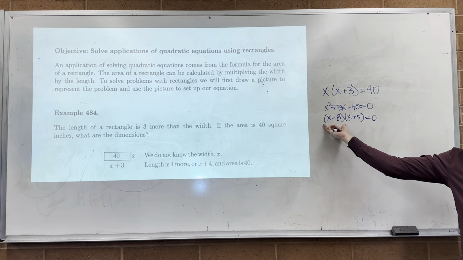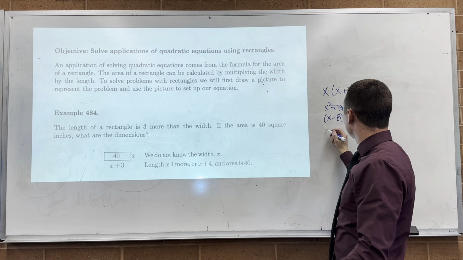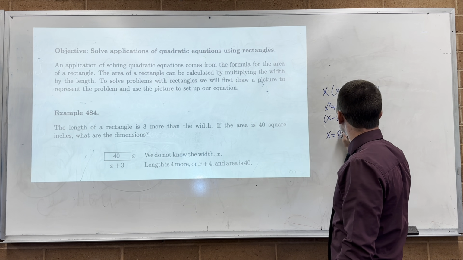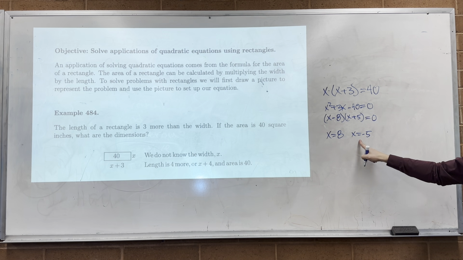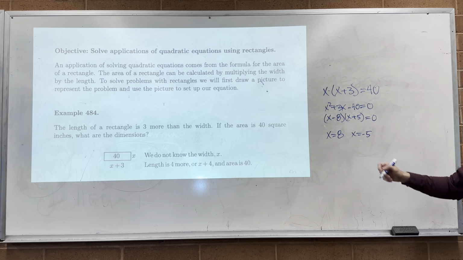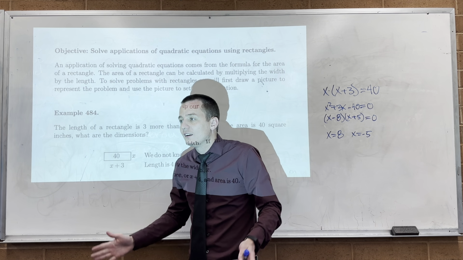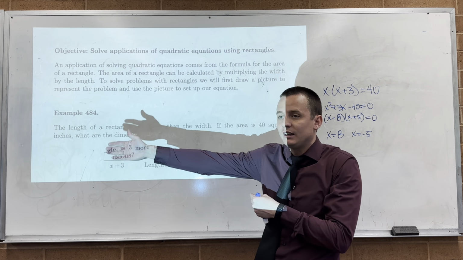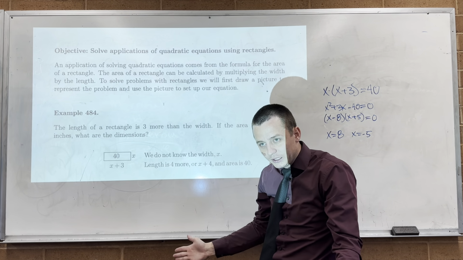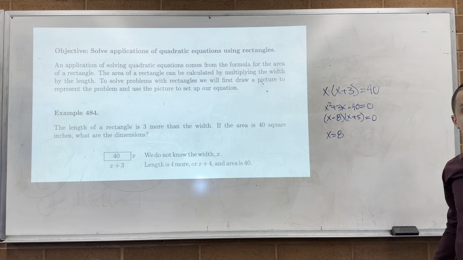When is this factor equal to 0? x equals 8. When is this factor equal to 0? x equals negative 5. So our answers are x equals 8 or x equals negative 5. Now why do I know that this is a stupid answer? Because I can't have a rectangle whose height is negative 5. There's no such thing as a negative distance. I want you to build me a pen. I want it 20 feet by negative 10 feet. It doesn't make sense. So you can't have negative distances. So our answer is x equals 8.